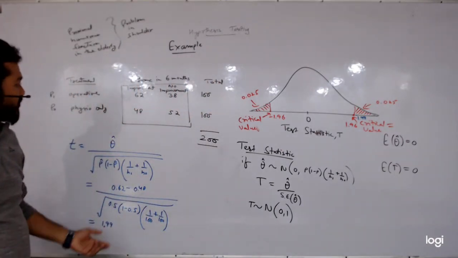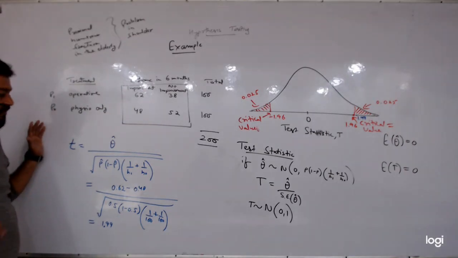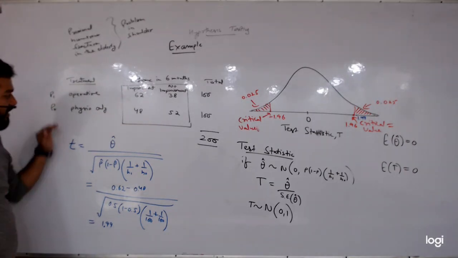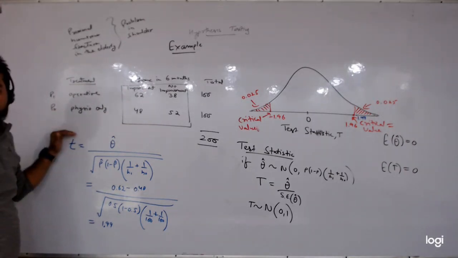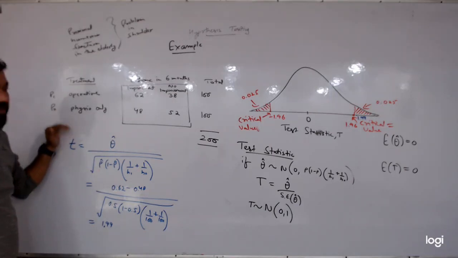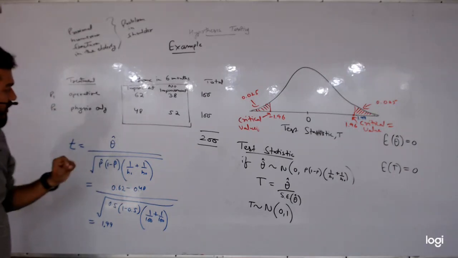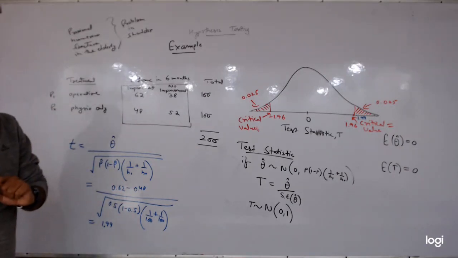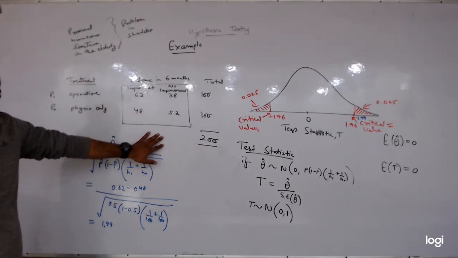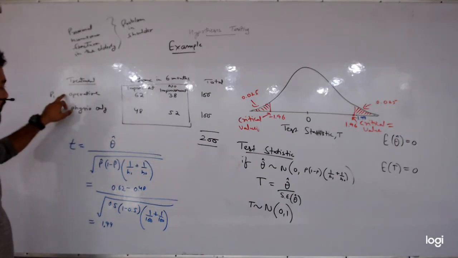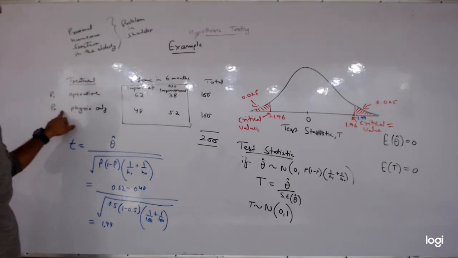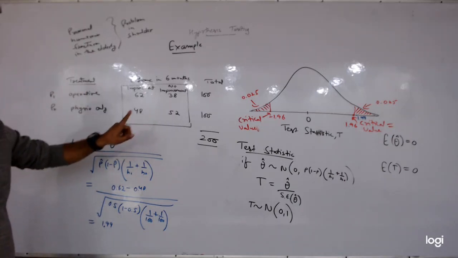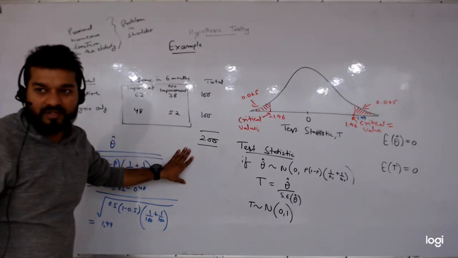So what do we do? We reject this. We reject the null hypothesis that there is no difference between the two. Okay, then they're just different. Mind you, we have not proved at the 5% level of significance that operative is better than physio. Not done that. We have just proved that they're different. This is what we aimed at doing.